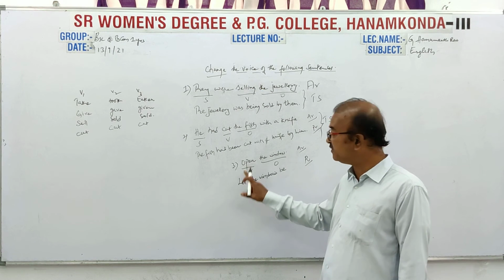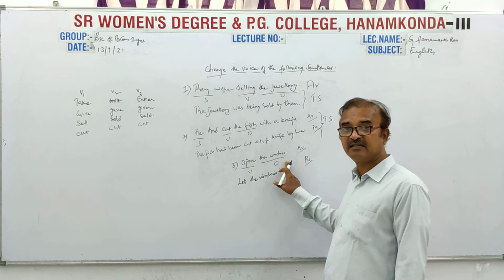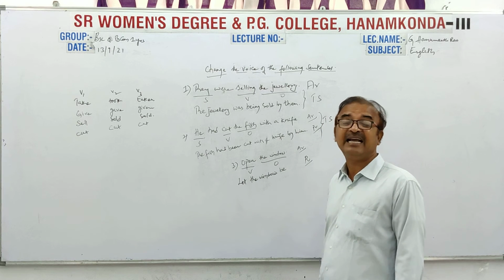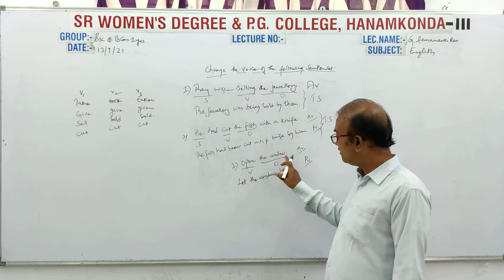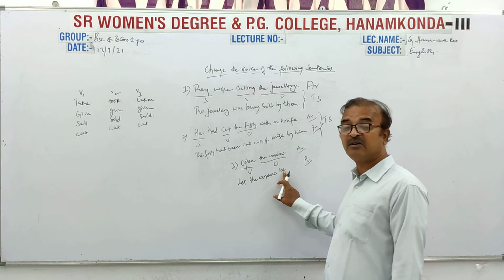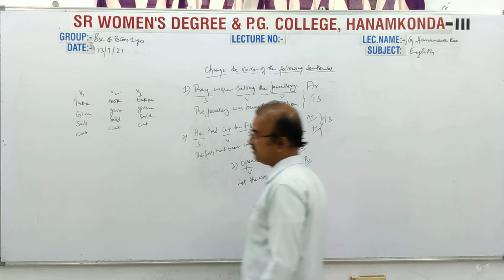Why did we use let here? Because we don't have a subject. It began with a verb, ended with an object, and this is an imperative sentence. In such cases, first we have to add L-E-T, let. Now bring the object here, the window. Add a helping verb. What is the helping verb? Be.